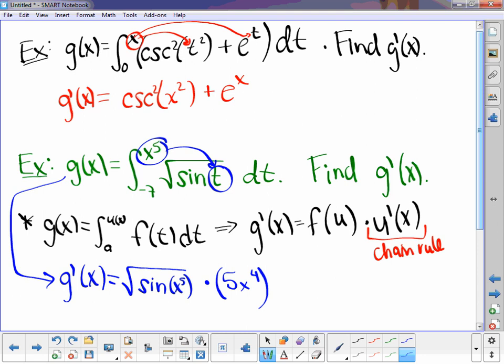Okay, so what we have happening here is g of x is equal to the integral from -7 to x to the fifth of some function. I'm just going to call it f of t, the square root of 7. So when I go to do my derivative, what I have then is the derivative of this guy.